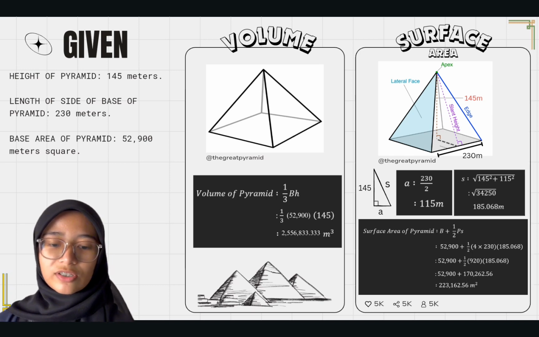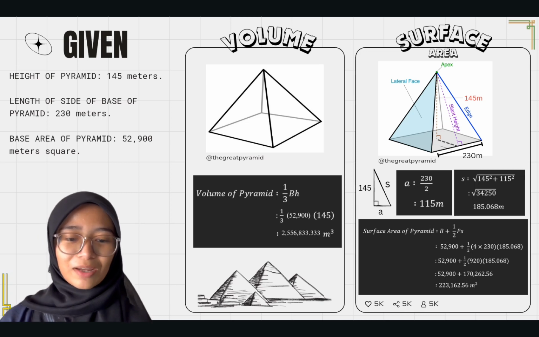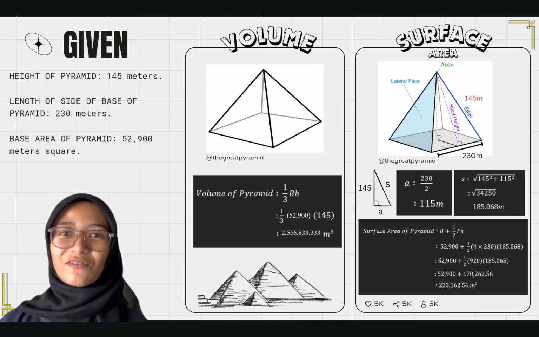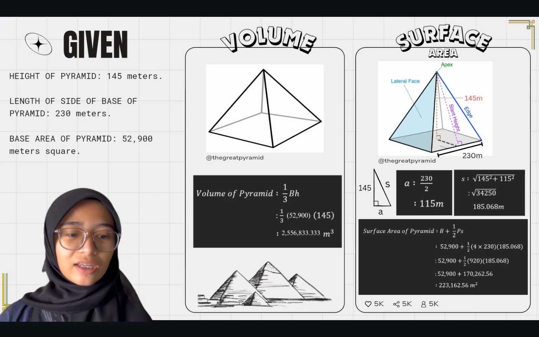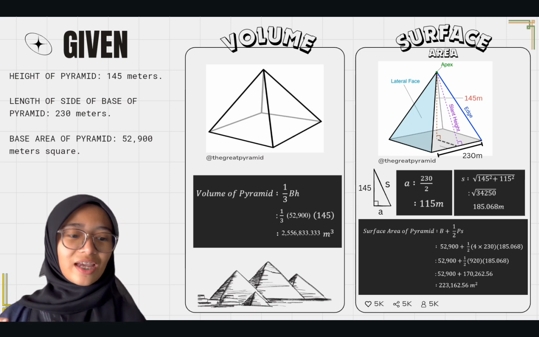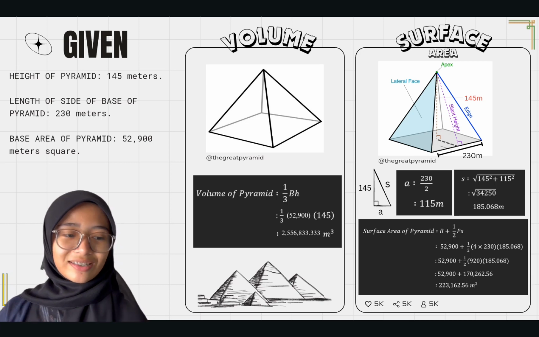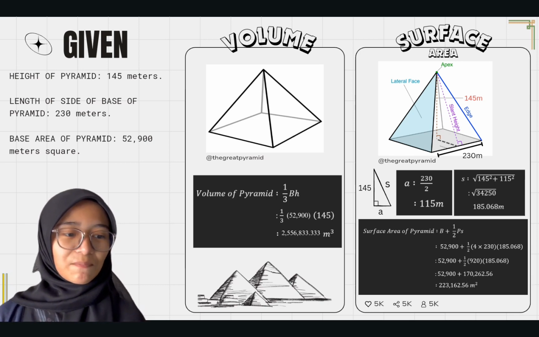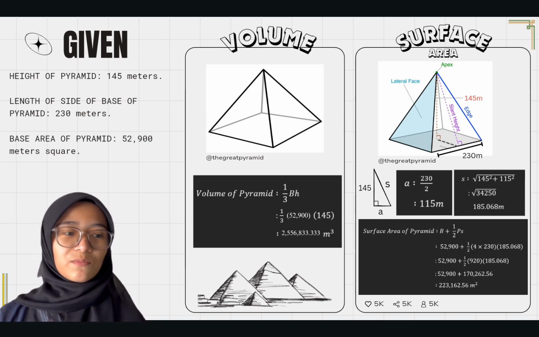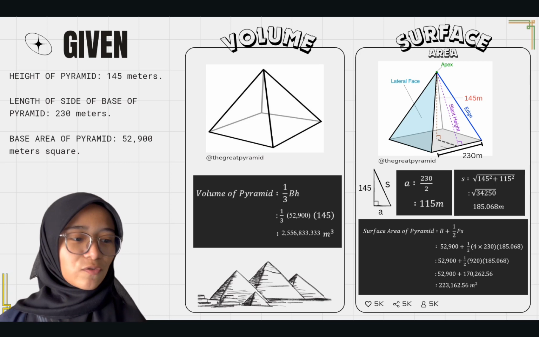Next, for the surface area, the formula for the surface area of a pyramid is the area of the base plus 1/2 multiplied by the perimeter of the pyramid and multiplied by the slant height. Okay, so we need to find A first, which is half of the length. So 230 over 2 and the half is 115 meters. Next we can find the slant height of the pyramid. We can see that it has a right triangle, so we can use the Pythagoras theorem to find the slant height.